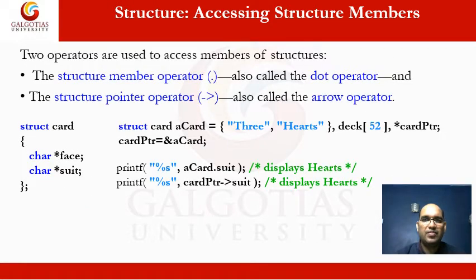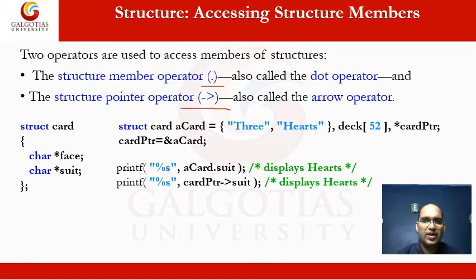Accessing the structure member. There are two ways to access the structure member. The first one is the dot operator and the second one is the arrow operator, right? I have explained in the previous session where we should use the dot operator and where we should use the arrow operator. So let's see one example.